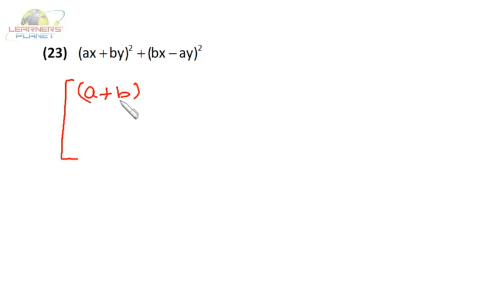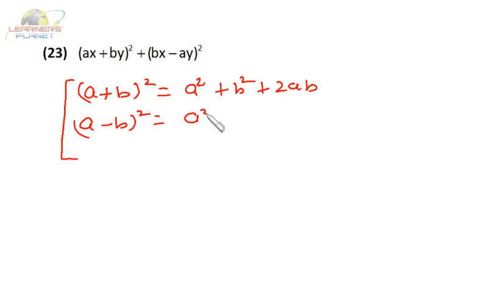So a plus b whole square is a square plus b square plus 2ab, and a minus b whole square is a square plus b square minus 2ab. Now we will be using these two identities to expand these two expressions. Okay, now first of all, let's do this. Here it is this pattern.